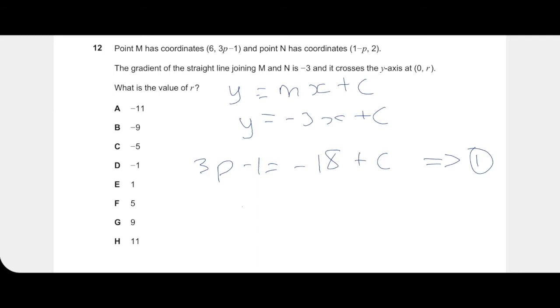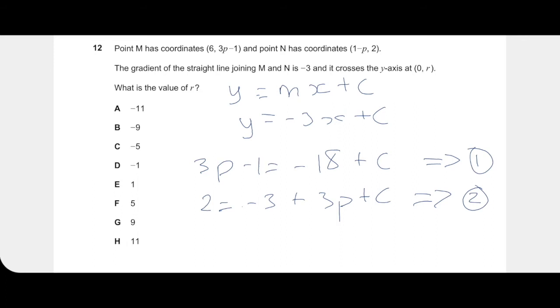2 is equal to minus 3 plus 3p plus c. That refers to equation number 2. And as you can see again, the y bit is the 2. The mx part is minus 3 plus 3p, and the c is pretty evident.